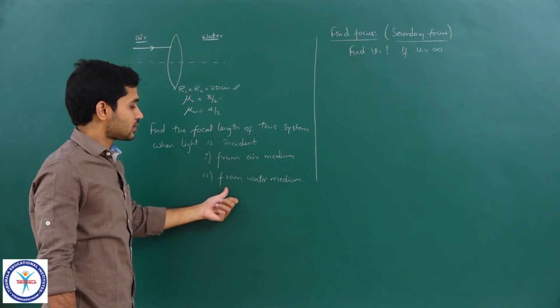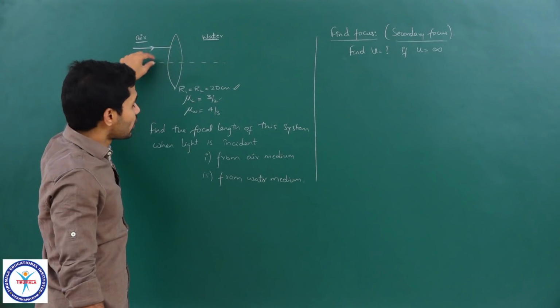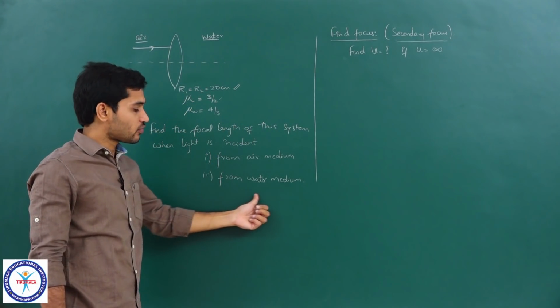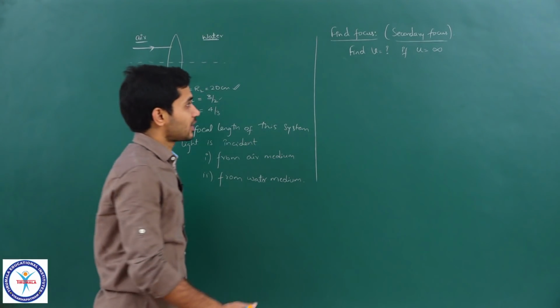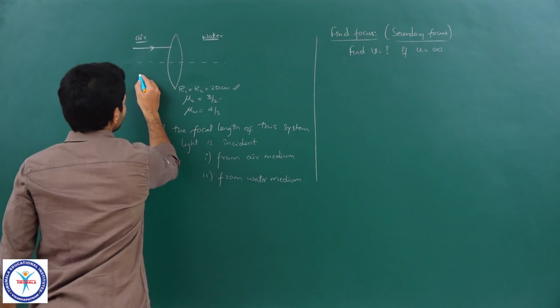Now, in the second case, if light rays are coming parallelly from the water medium, where will they converge in the air medium? That will be the focal length for the second case. So, that is the idea. Let us solve that. First case, let us solve for light rays which are coming from the air medium.